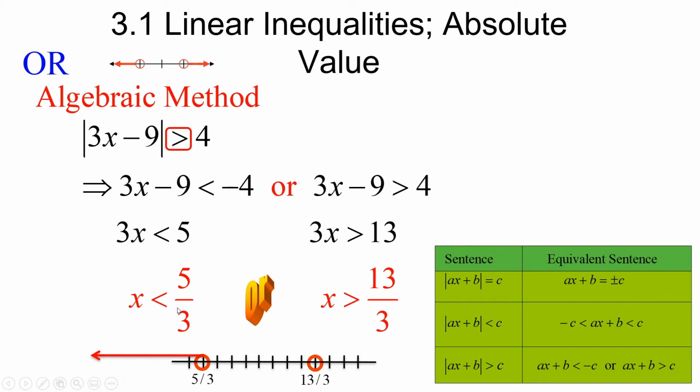And notice I did open dots because there's no equals. Open dot on each of those. And if x is less than 5/3, that's why this arrow will go to the left. Or x is greater than 13/3, this arrow will work to the right. Just like we have above right there.